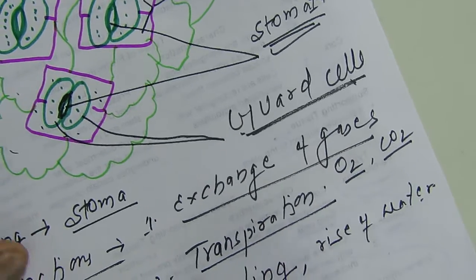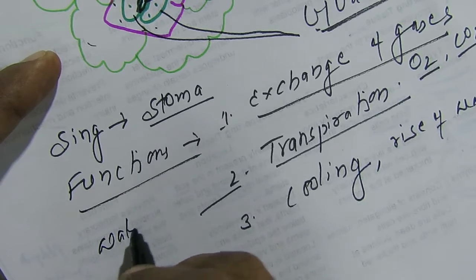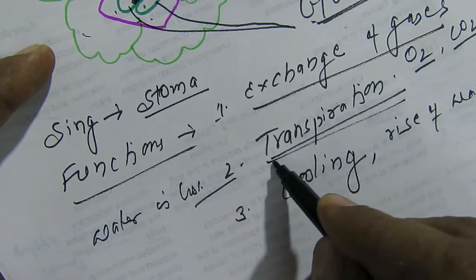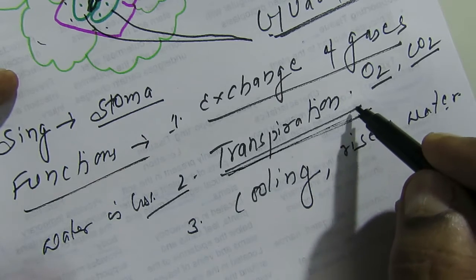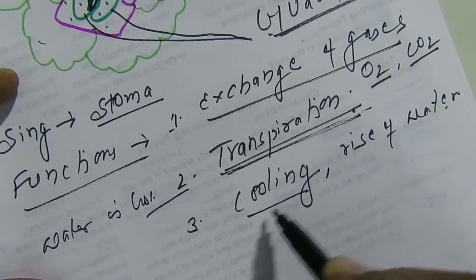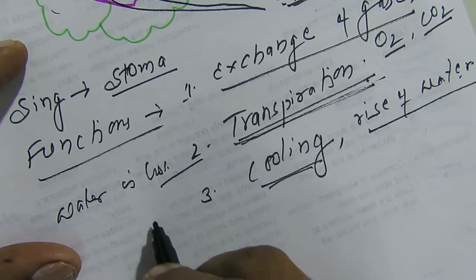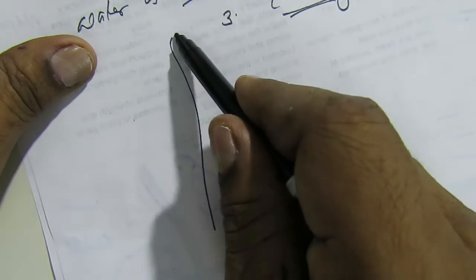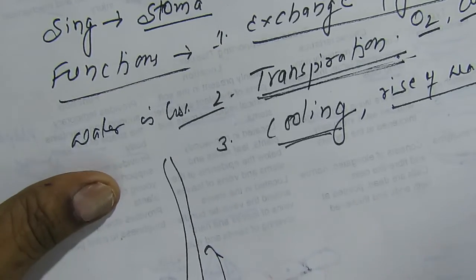Also, when they are open, water is lost in the form of vapor, and this is called transpiration. So loss of water in the form of vapor from the stomata is called transpiration. Transpiration helps in cooling of the plants and also helps in the rise of water in the plants, because some trees are very tall. In them, water has to rise from the soil to the tip. That is also helped by the stomata.